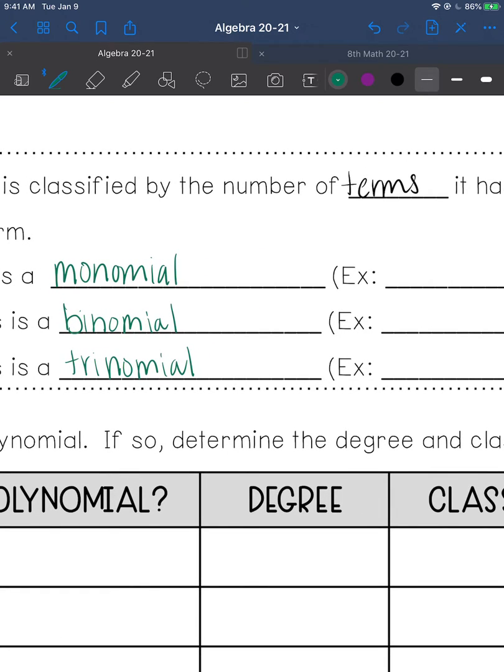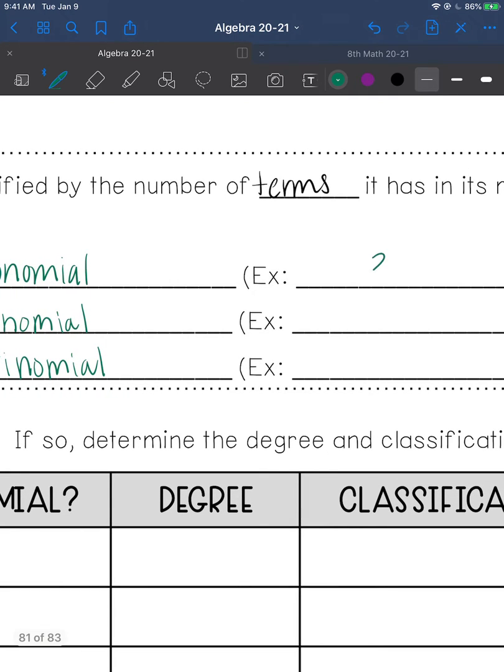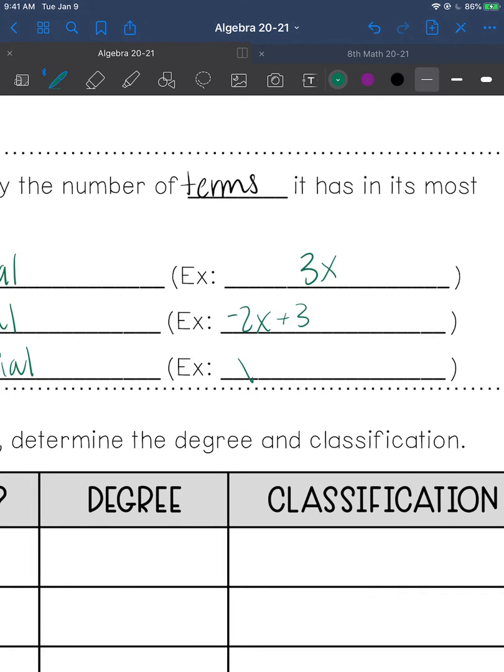So examples. I'm going to use the ones off the key. They give us 3x. That's one term. It's a monomial. If it's 2 terms, like negative 2x plus 3, that's 2 terms, so it's a binomial. If it's 3 terms, x squared minus 6x plus 10, 3 terms, trinomial. Past 3 terms, it's a polynomial. There are classifications for it, but I don't think y'all will ever need to worry about classifying.